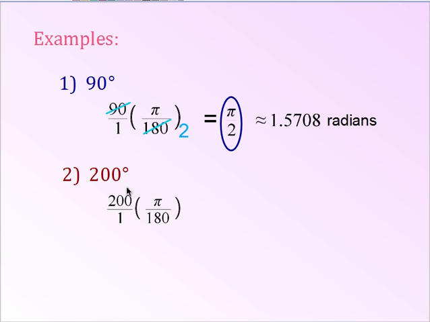200 degrees, if I want to change that to radians, again, I multiply by pi over 180. Reduce my fraction. You can multiply and then reduce. Not a big deal. You're going to get the same answer either way. But I'm going to get 10 pi over 9 radians, which then if I do 10 times pi and divide that by 9, I get about 3.4907 radians.